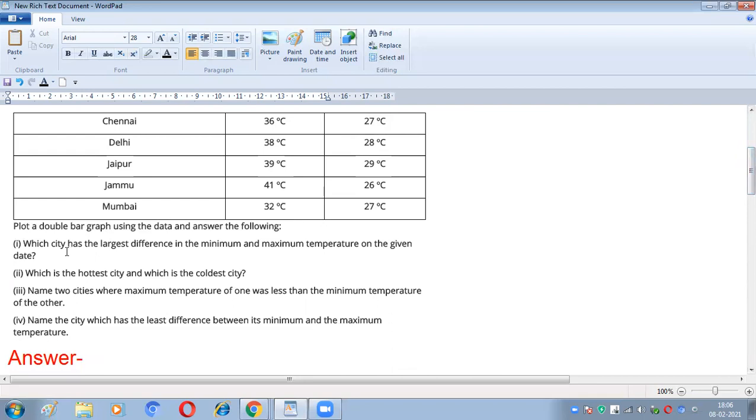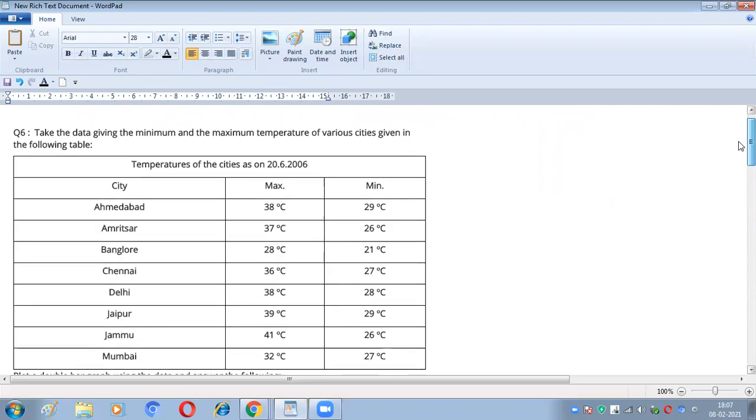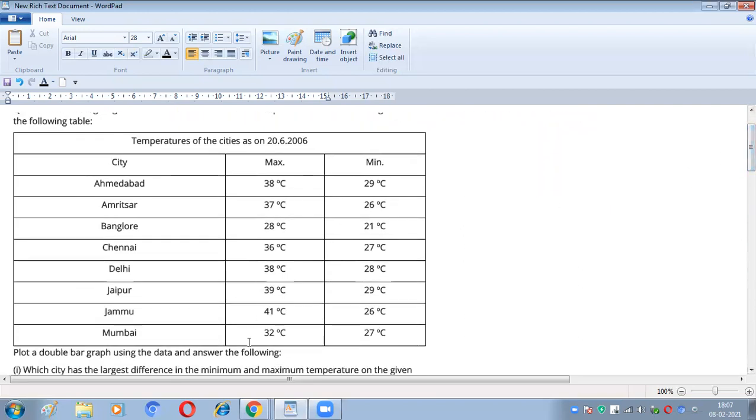Okay. So friends, second bit is which is the hottest city and which is the coldest city. So first of all, for finding the hottest city, we have to find which number is largest in the maximum part. And then we'll find the coldest city.